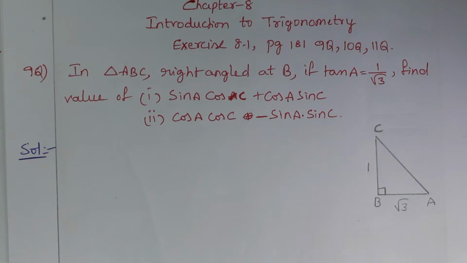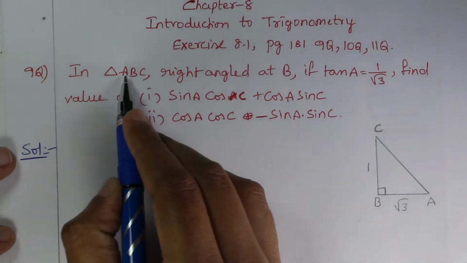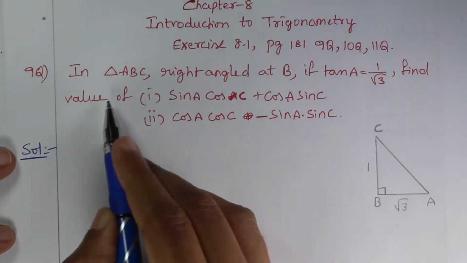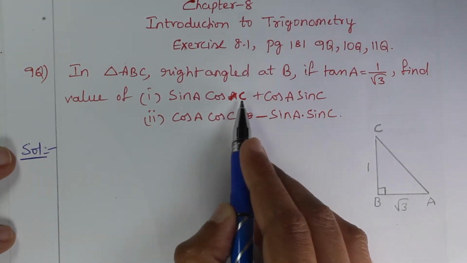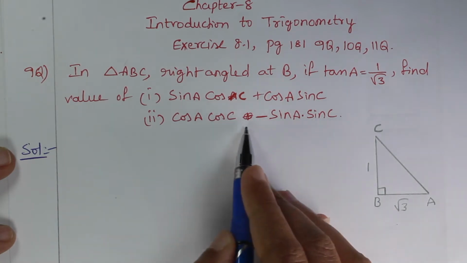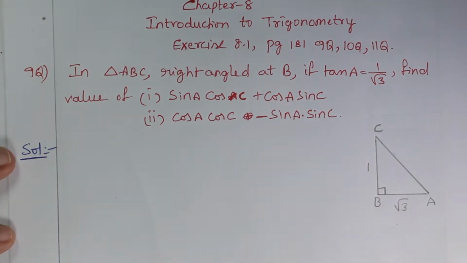In this session I am going to explain 9th, 10th and 11th questions from exercise 8.1 page number 181, chapter 8, introduction to trigonometry. So let's read the 9th question first. In triangle ABC right angled at B, if tan A is equal to 1 by root 3, find the value of sin A into cos C plus cos A into sin C. Second problem is cos A into cos C minus sin A into sin C.